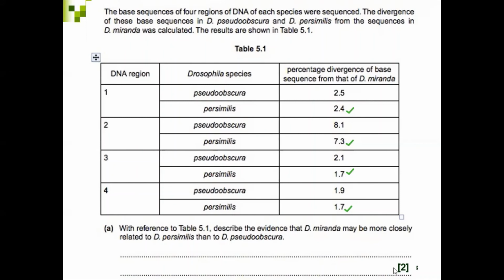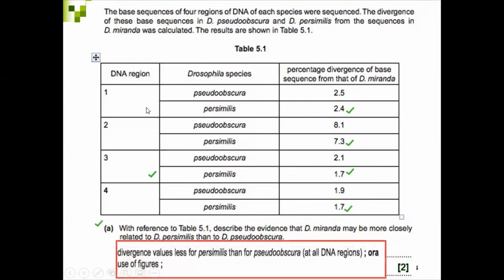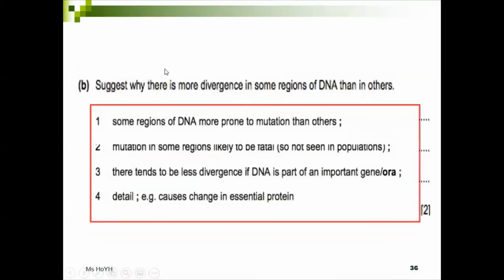But because it's 2 marks, you need to provide evidence from the table. That means you can say that, okay, for DNA number 2, it is 7.3 for persimilis, but 8.1 for pseudoobscura. So put your statement and then give your evidence. Every time there's a table or a graph for you to describe something, you have to quote the figures. Okay, last question.